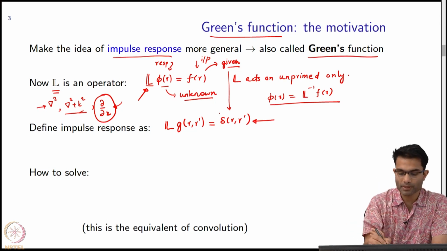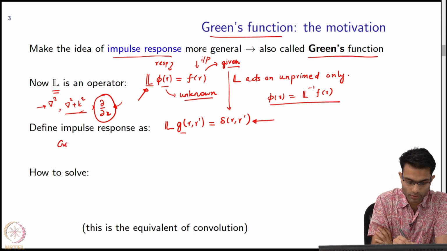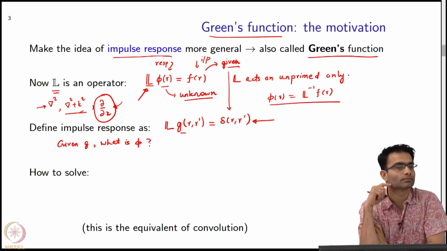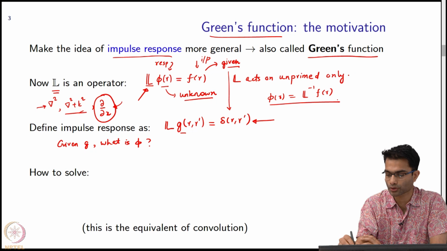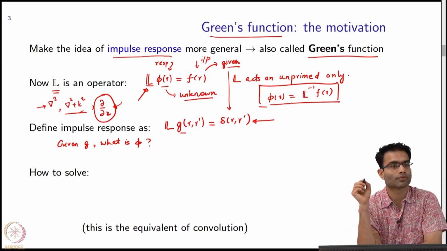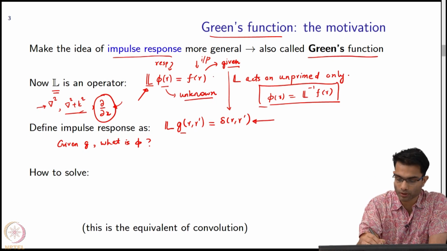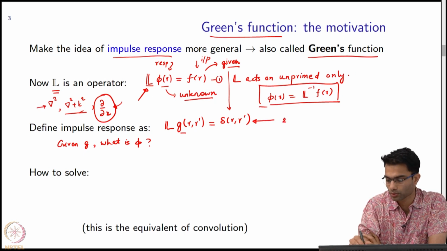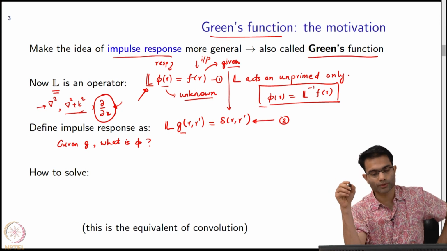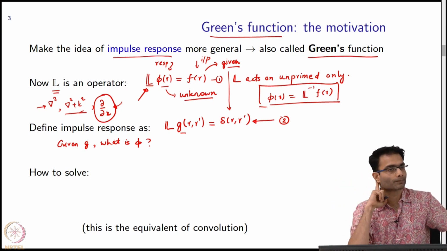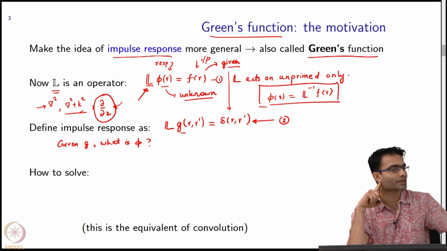Okay. So now if I am given G, what is phi? That's my question. In other words, I want to solve this equation formally. How do I do it? If I call this equation 1 and call this equation 2, I want to use 2 in order to solve 1. If you recall the tricks that we had used for that surface integral, what would you do?